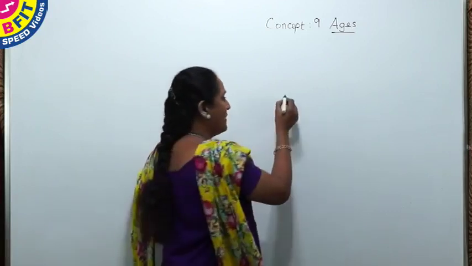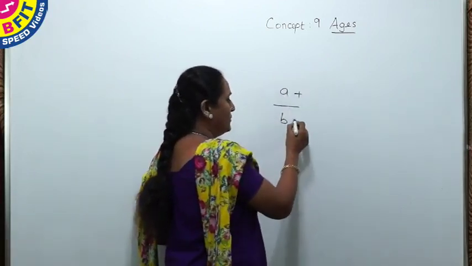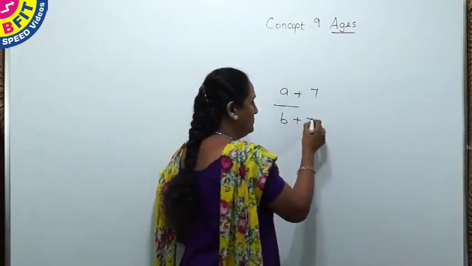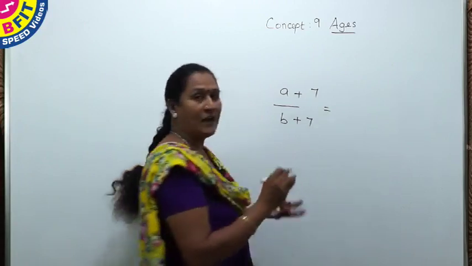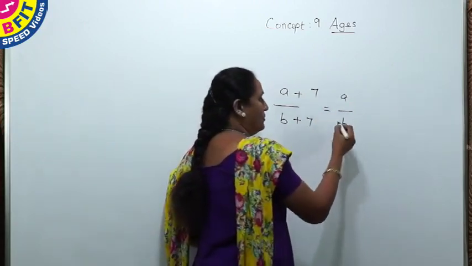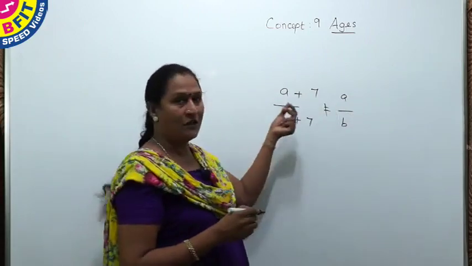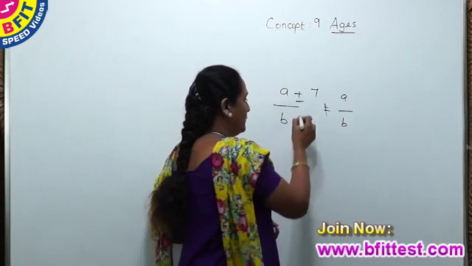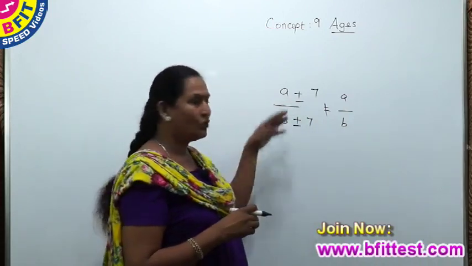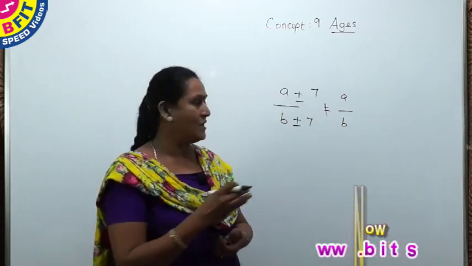Suppose you have a ratio A by B. If the numerator and denominator are increased by the same value, the value will not be the same. You will get a different ratio. So adding or subtracting the same value to the numerator and the denominator, or both parts of the fraction, you will not get the same ratio. I'll show you how.